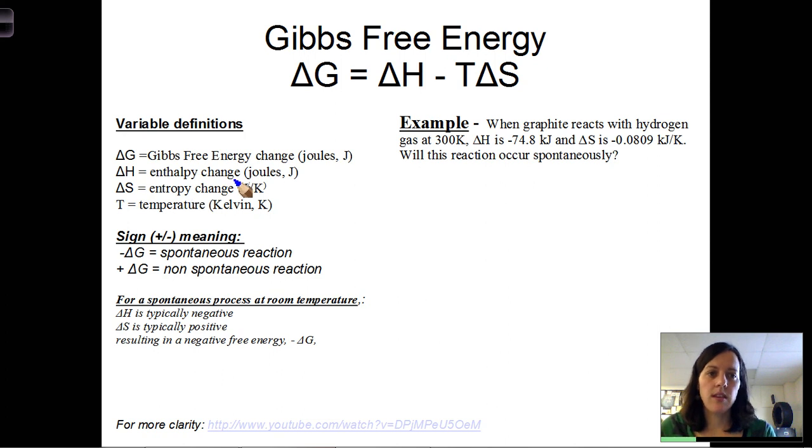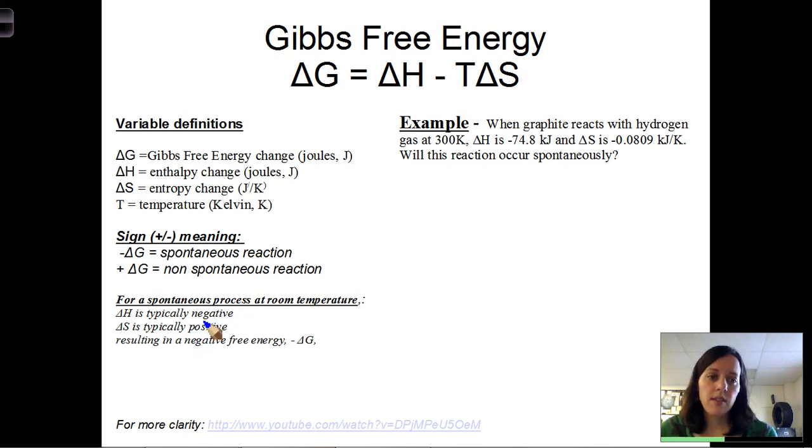So I've already defined these variables. A negative delta G means it's a spontaneous reaction. It'll happen on its own, versus a positive delta G means that it won't happen spontaneously. Typically, we like to know if something is going to happen on its own or not. So typically, a delta H that's negative and a delta S that's positive will result in a negative delta G. This is just math. If you want to plug those numbers in, you can find that out for yourself. And that means that you'll have a spontaneous reaction.